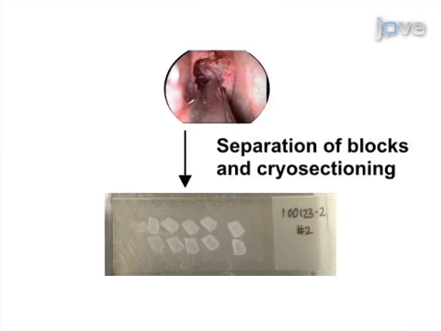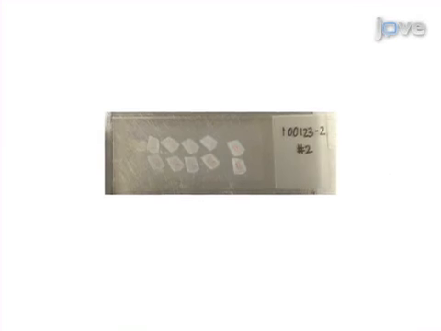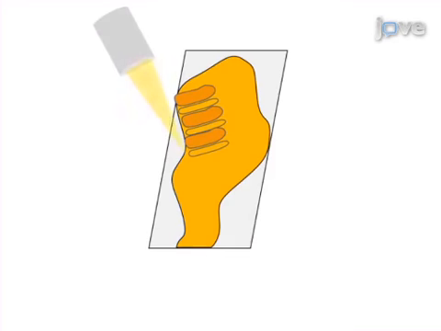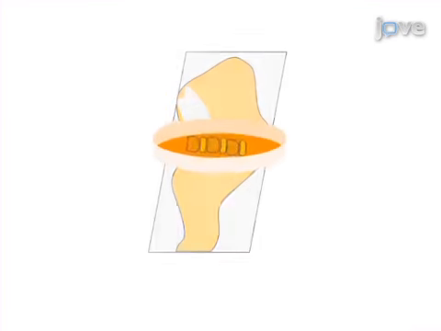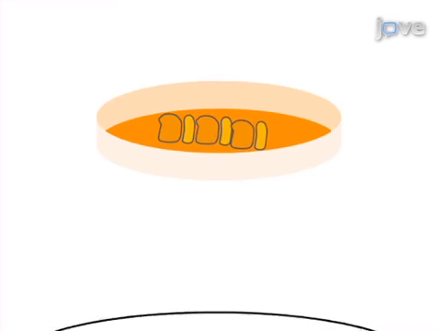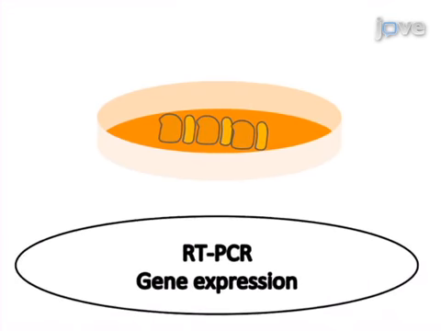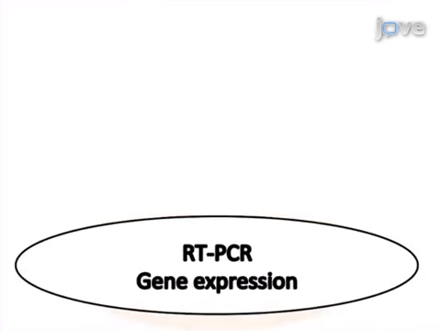Start with a nasal biopsy to obtain the olfactory epithelium tissue. Then perform laser capture microdissection to isolate the neuronal layers. Next, isolate RNA from the samples, reverse transcribe for cDNA, and analyze for gene expression by qPCR.